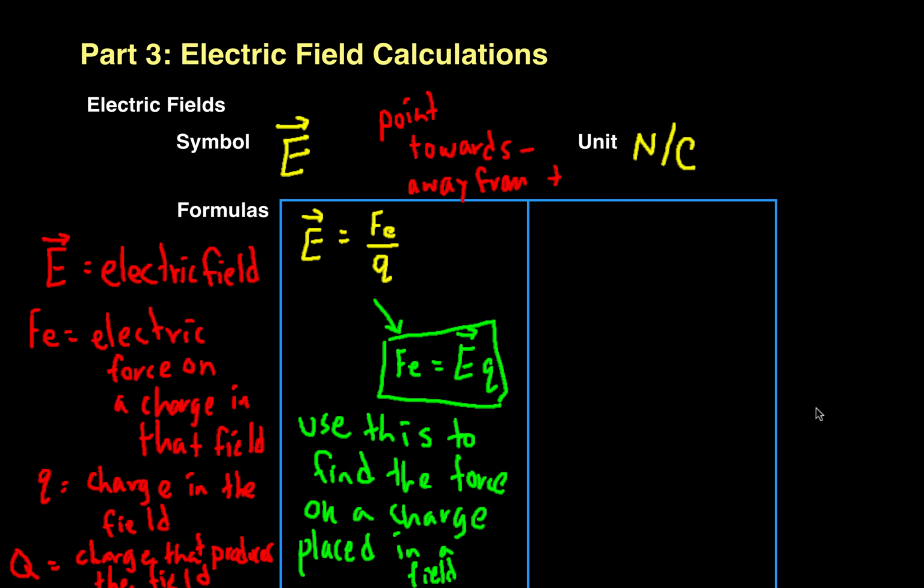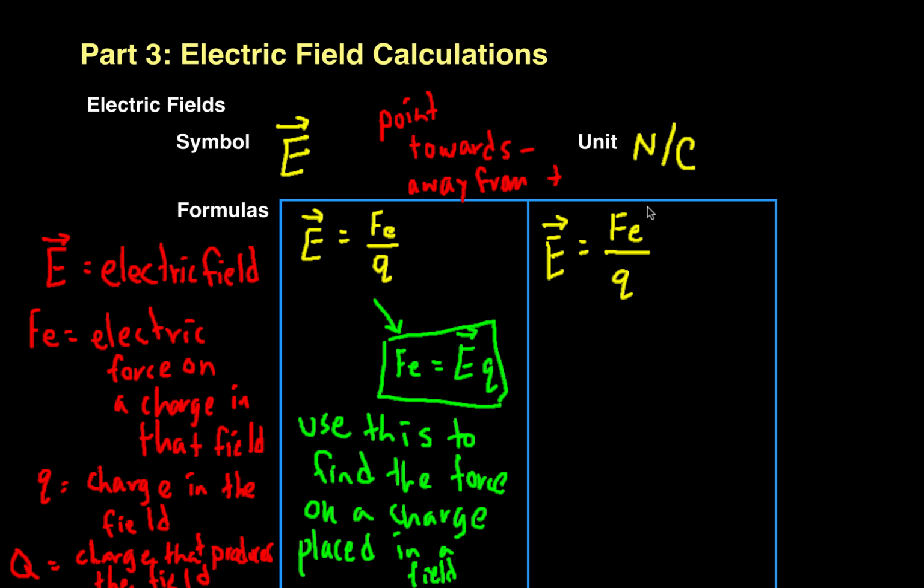The second formula isn't on your formula sheet at all. It's expected that students in Physics 30 will be able to derive formulas by themselves. Deriving means combining two formulas to create a whole new formula. So to derive the second formula, we use electric field equals Fe over q as our starting point.